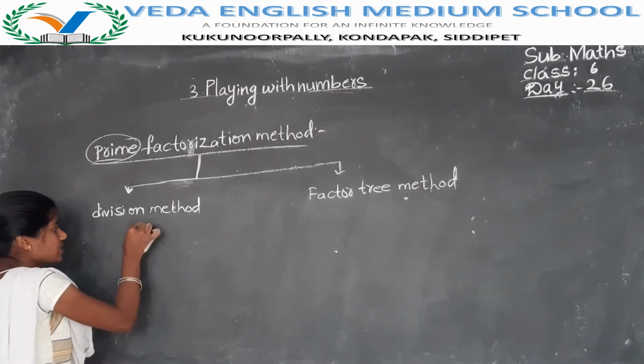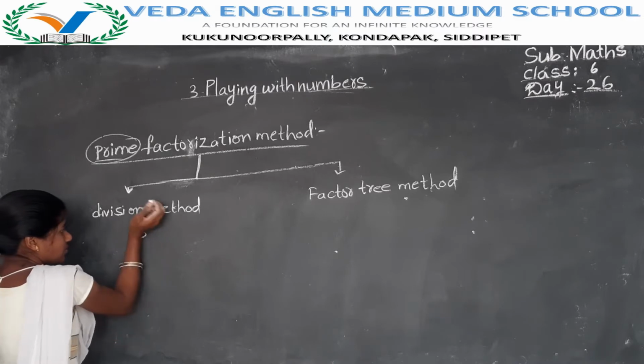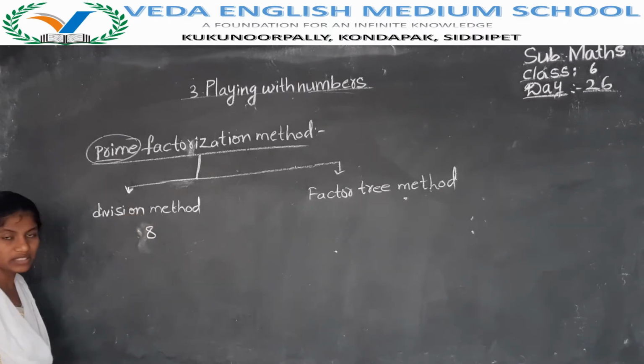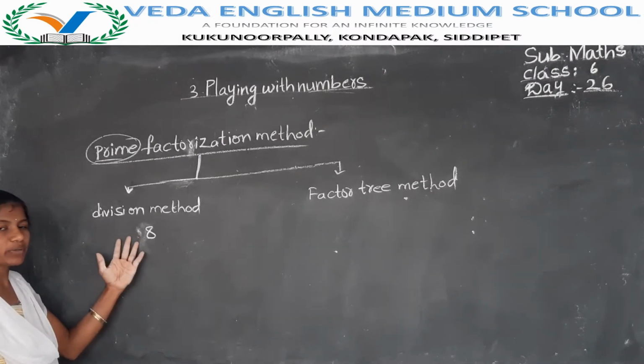Here I am taking, I'll take 8 here first. I'll take a one digit number. I'll take 8 here. Now we have to find the factors for 8 by using the division method.